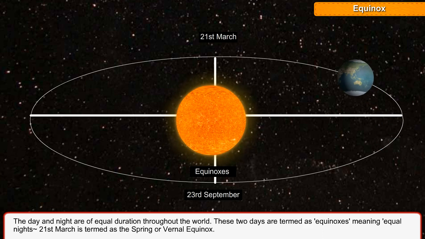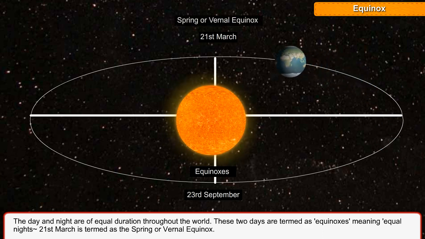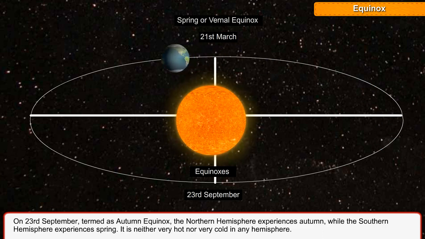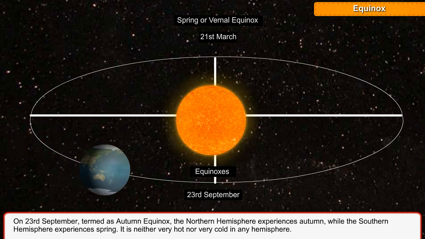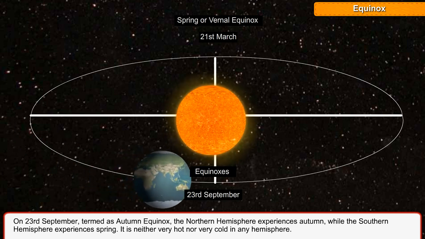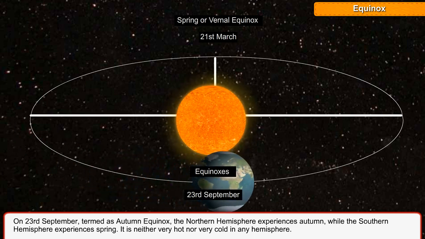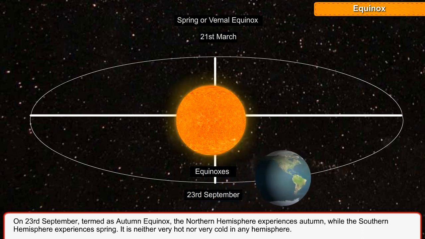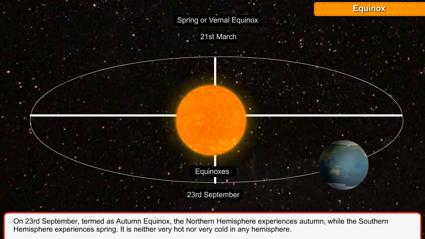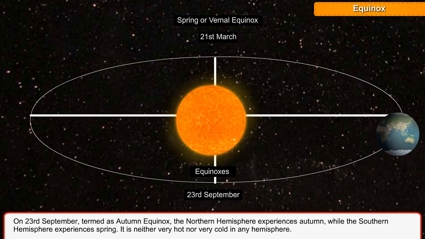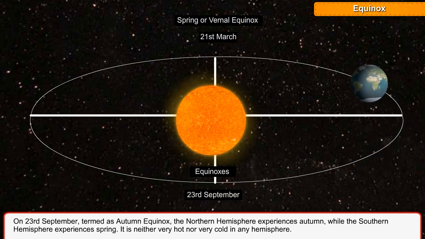21st March is termed as the spring or vernal equinox. The northern hemisphere experiences spring at this time, while the southern hemisphere experiences autumn. On 23rd September, termed as autumn equinox, the northern hemisphere experiences autumn, while the southern hemisphere experiences spring. It is neither very hot nor very cold in any hemisphere.